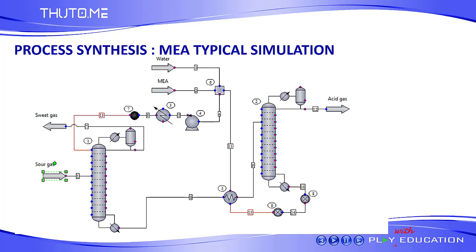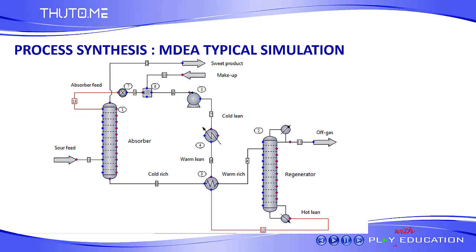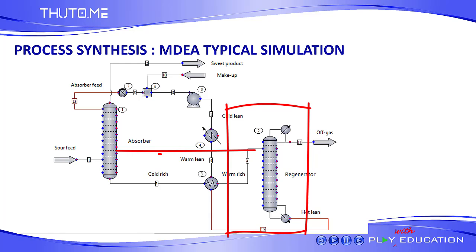A typical simulation of MEA on Chemcad looks like this. As you can see, it's not a very simple simulation. It has pumps, compressors, heat exchangers. So this would be a type of simulation you would do just to remove the CO2. Using MDEA, as you can see, the trend is slightly the same: you absorb and then you regenerate. On this side, you absorb the CO2, and then once you have absorbed the CO2 into the solvent, you regenerate the solvent and then recycle it back to the absorber.